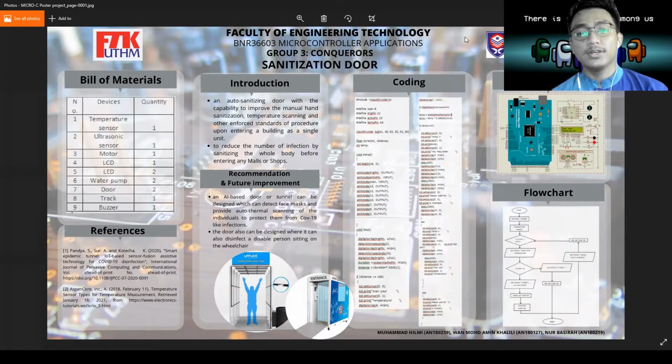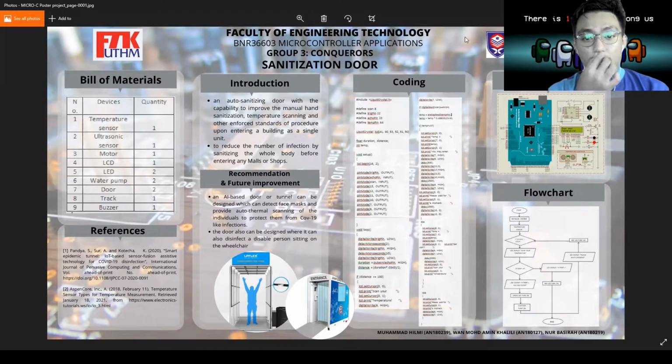As you all know, we are currently entering the third wave of the COVID-19 pandemic. So in order to break the chain of COVID-19 transmission, we created a system that can help to prevent the virus from spreading among the community.